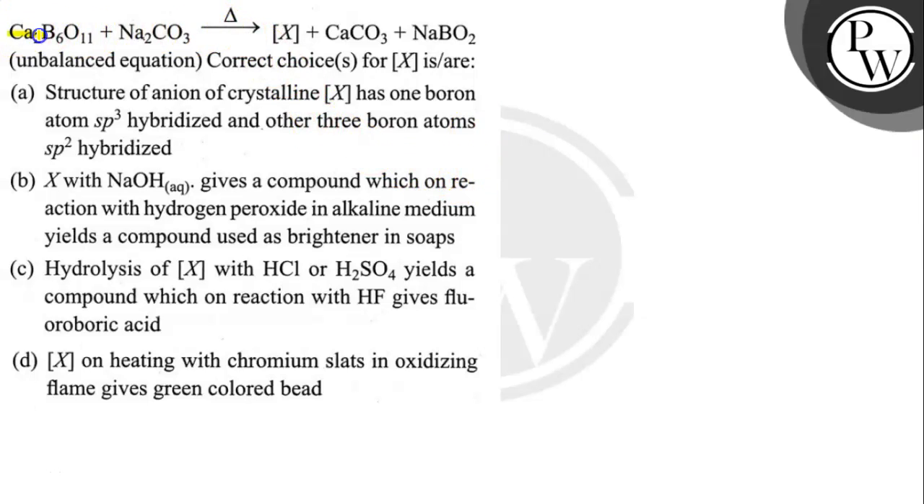So the question says that Ca2B6O11 plus Na2CO3, when heated, forms X plus CaCO3 plus NaBO2. This is the unbalanced equation, and we have to find out the correct choice for X. There are four options, and we have to find out which is correct for X. So let's solve this question.